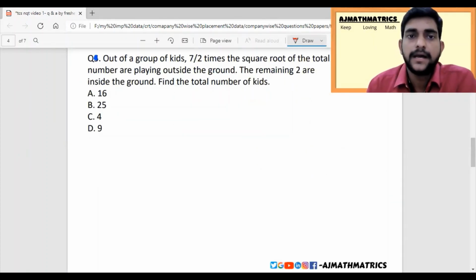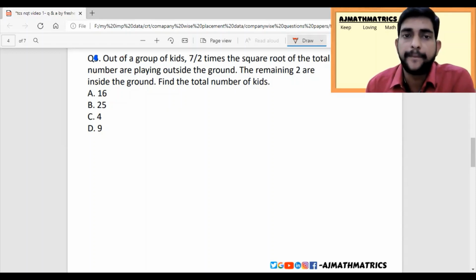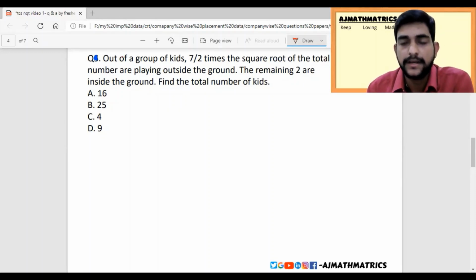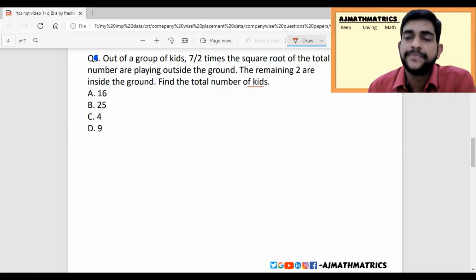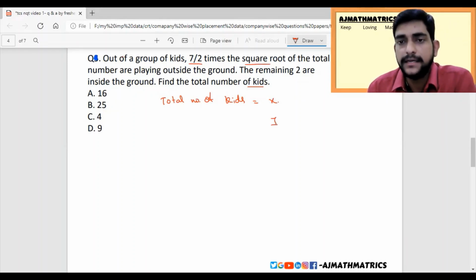Let's solve this question. Out of a group of kids, 7/2 times the square root of the total number are playing outside the ground and the remaining 2 are inside the ground. Find the total number of kids. Generally, the total number of kids we are going to find, we assume as x. But when you observe the statement here, 7/2 times the square root of x.